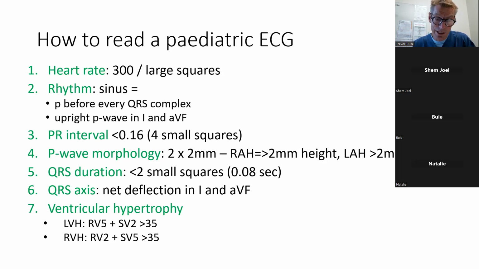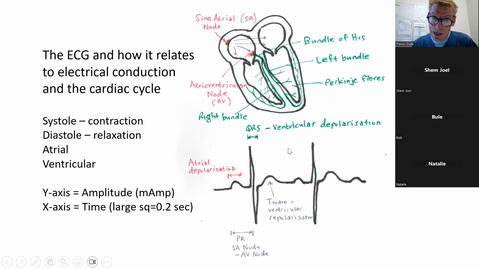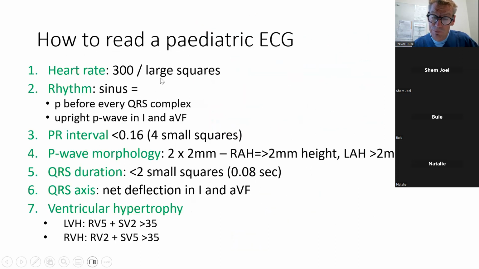Usually what I do is get out a piece of paper and write down the heart rate: 300 divided by the number of large squares. Remember, it's the large squares between the RR interval. So you count the number of large squares between the RR interval, and you go 300 divided by the number of large squares. If there's 2 large squares between the RR interval, then that's a heart rate of 150. If there's 3 large squares between the RR interval, then it's a heart rate of 100. So that's pretty simple.